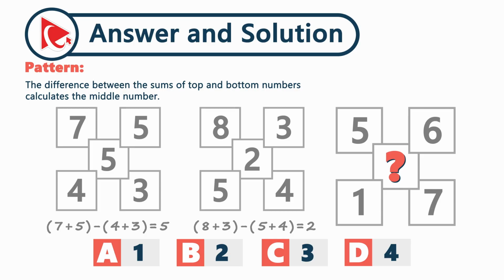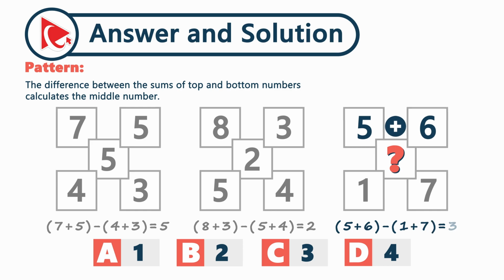And I think you know what time it is now. It's the magic time to calculate the missing number. 5 plus 6 in parentheses minus 1 plus 7 in parentheses equals 11 minus 8 and equals 3. So the correct answer here is choice C, 3.